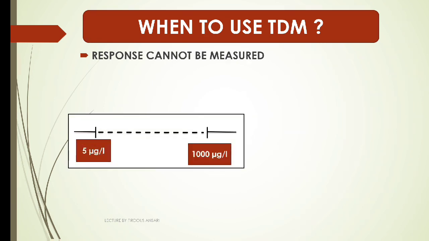Now suppose there is a drug which has a very wide therapeutic index. Okay, so the therapeutic index is between 5 microgram per liter to 1000 microgram per liter. That means when the plasma concentration of the drug is above 5 microgram per liter, the drug is effective, and when the plasma concentration is less than 1000 microgram per liter, it is not producing any toxic effect. So the therapeutic window is very wide over here.